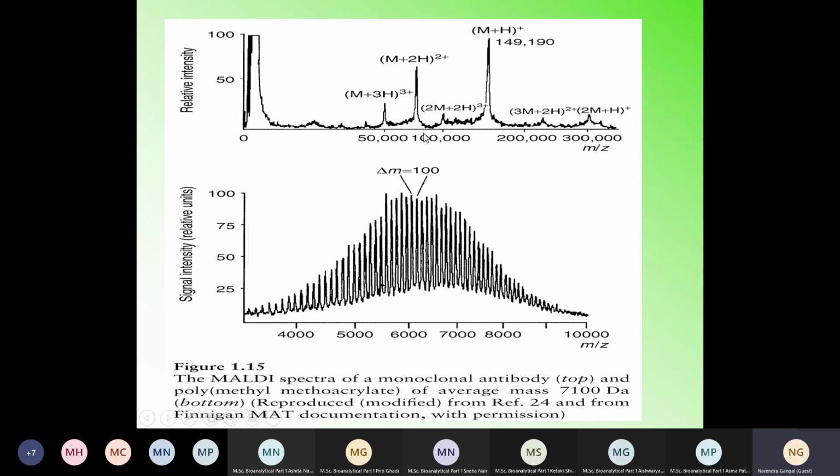You can see, for example, there are 3 protons here that are transferred, here 2 protons, there 1 proton. Depending upon that, my m by z will change. With 3 proton transfer I will get 3 plus, with 2 proton transfer I will get 2 plus, and here I will get 1 plus. So the same molecule may be there, but because of the multiple charge, I may get 3 peaks like that. That can be the same molecule, or it can be different molecules having different weights and charges, that is also possible. So this is a typical MALDI.